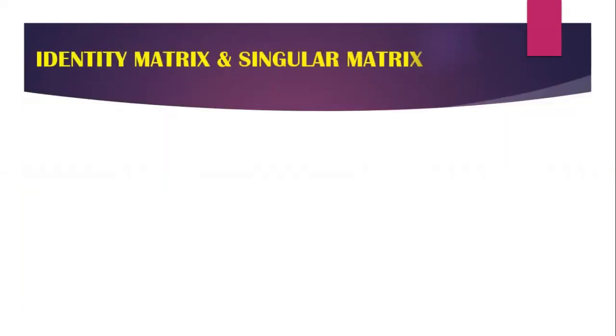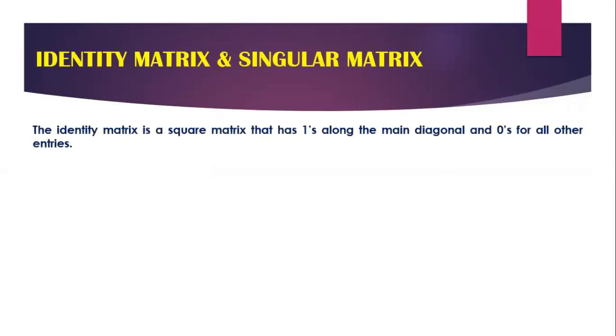Okay, students, before we go to the inverse of matrix, first we are going to discuss the identity matrix and singular matrix. The identity matrix is a square matrix that has ones along the main diagonal and zeros for all other entries.